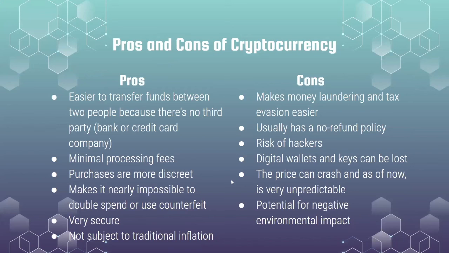Pros and cons of cryptocurrency. Pros: it is easier to transfer funds between two people because there's no third party, like a bank or a credit card company. There's minimal processing fees. Purchases are more discreet. It makes it nearly impossible to double spend or use counterfeit. Very secure and is not subject to traditional inflation.